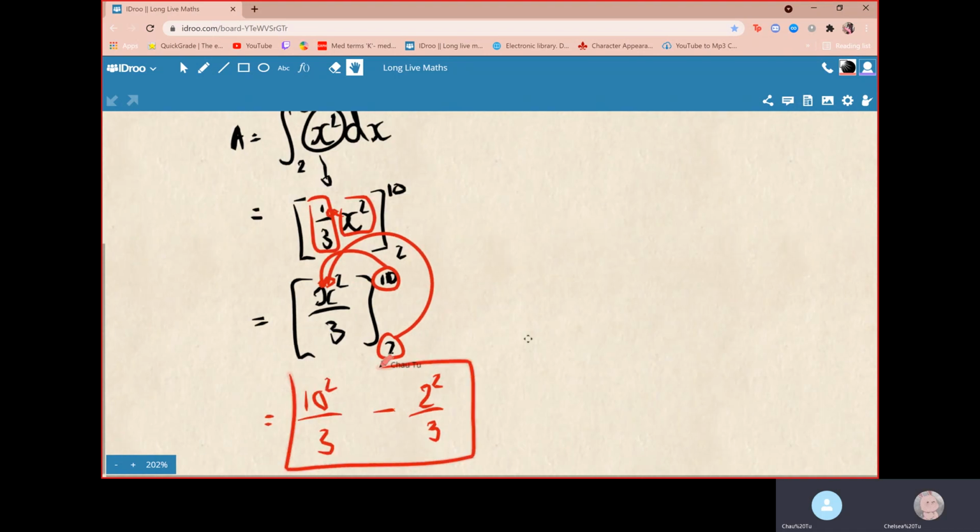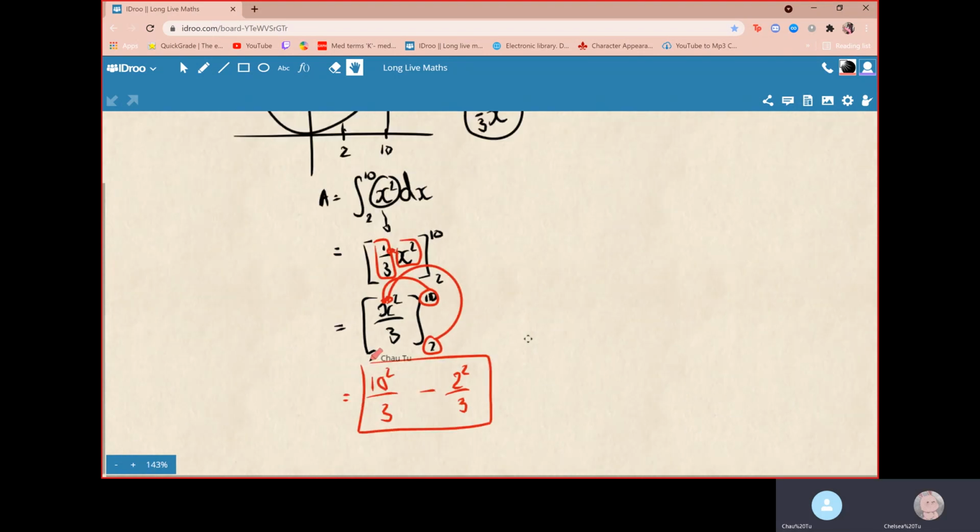Wait, I'm thinking. Hold on. Let me think real quick. So the 10 goes to the x squared. Where? You put 10 into the x. Oh, so then it would be 100. So where would you put the 2?